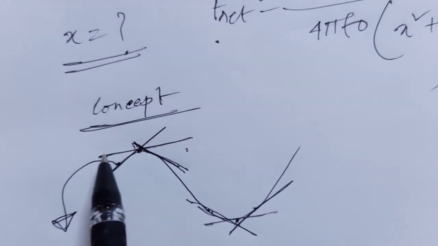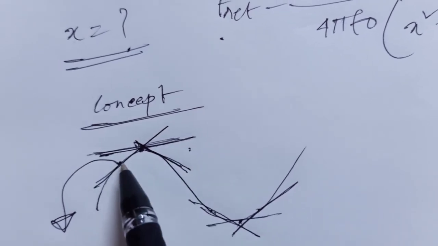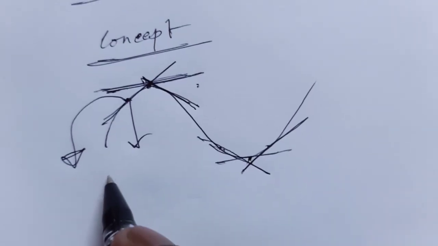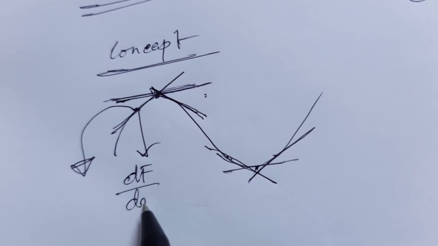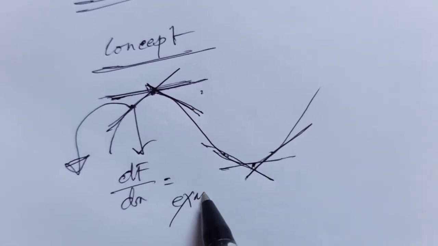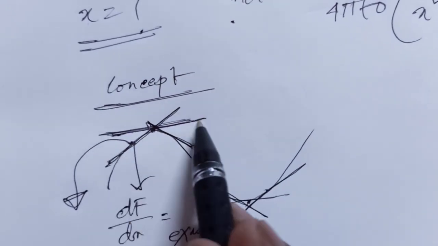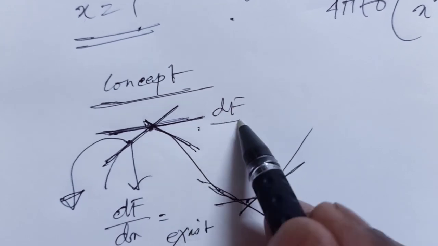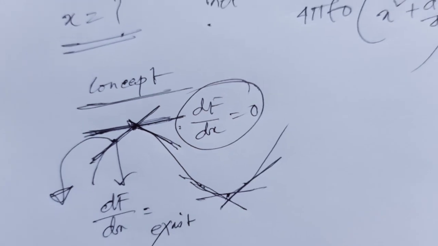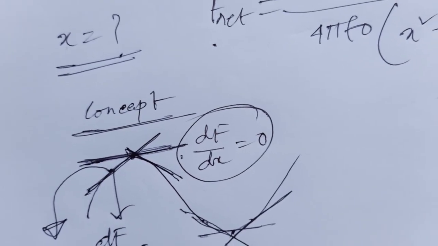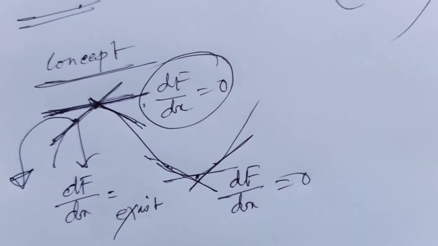So at that peak point, the derivative is zero, because at that point there is no slope. So if we take the derivative of force, then dF by dx exists where there is a slope, but at the highest point it is a straight line. So dF by dx equal to zero at that point. It may be maxima or minima. Or dF by dx doesn't exist. This is equal to zero.